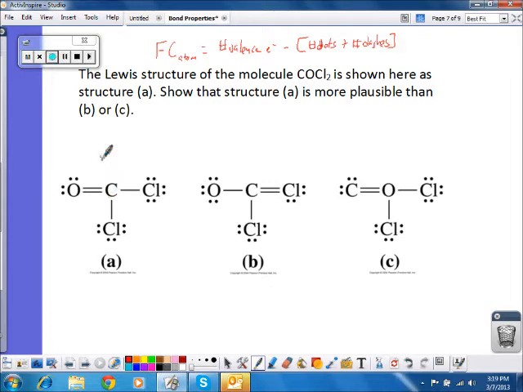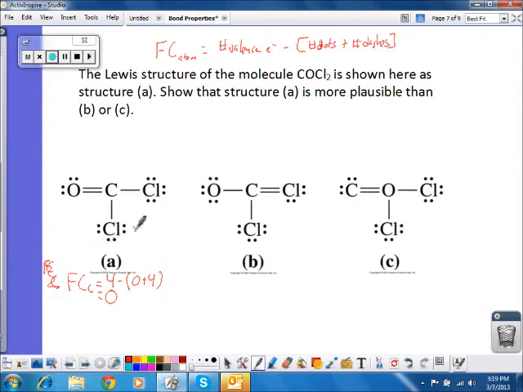On this structure number 1, we're going to look at the formal charge of carbon. Formal charge of carbon equals 4 minus the number of dots, which is 0, plus the number of dashes, which is 4. So the formal charge on the carbon is 0. Now if I look at these two chlorines, they look identical.